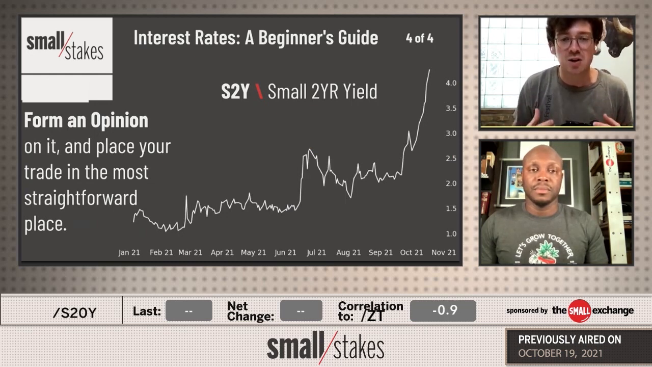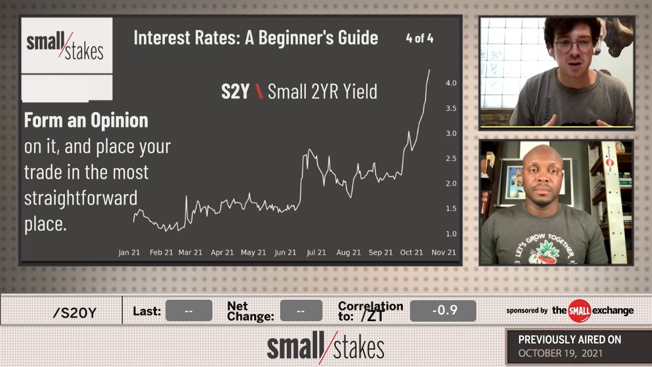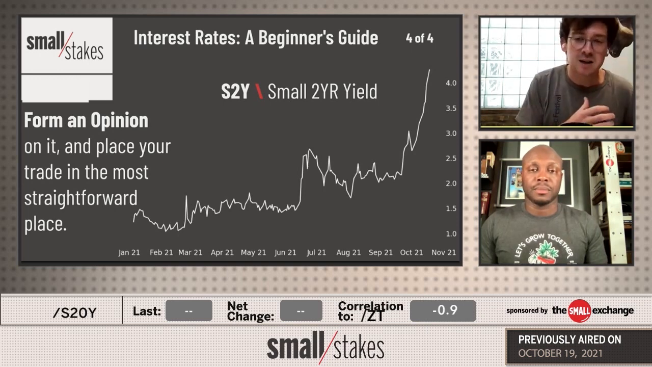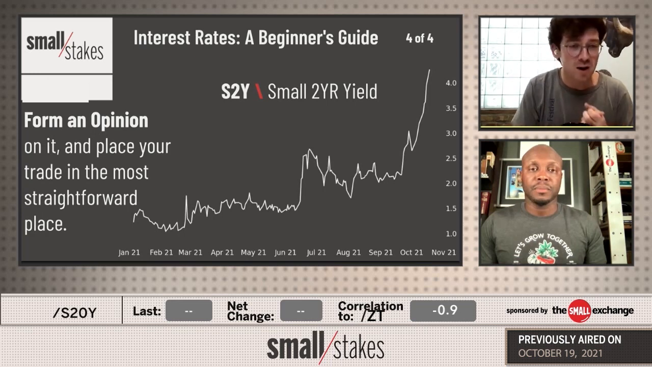And what I think is a good starting point for people to get a little bit closer to understanding is to form an opinion of what we've walked through today. We'll talk about 10 years and 30 years and these other parts of the curve in the future, but stick to this 2-year yield that we talked about today and how the Fed has influence. It's rising right now because the Fed is projected to hike more in the next couple of years, so place a trade in this most straightforward place, which is the small 2-year yield product. It costs you $70 to trade it. It's a $400 product, as small as it gets in terms of futures.